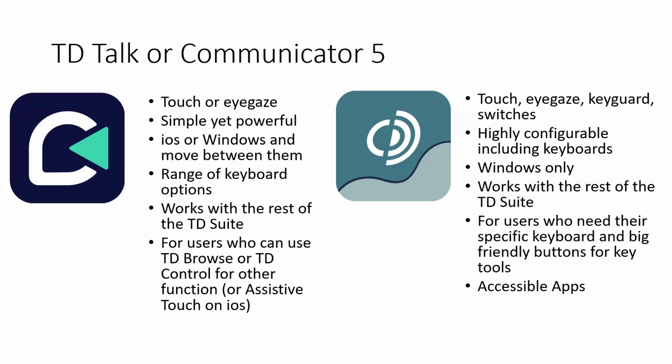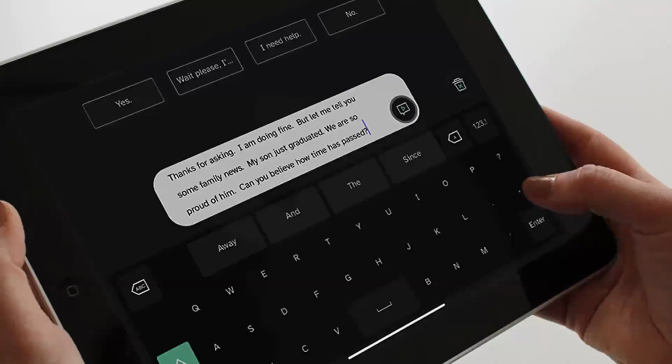Both of them work beautifully with the rest of the TD suite or TD collection of software, as I mentioned earlier. I would say TD Talk is perfect for users who can use TD Browse or TD Control for other functions, or TD Phone, or use the Assistive Touch app on iOS when they want to go out on an iPad and do additional things if they're eye gaze users. If you're working with somebody who's perhaps got poorer eye gaze accuracy and needs a nice, safe environment with big buttons and accessible apps, then Communicator 5 might be your option in that instance.